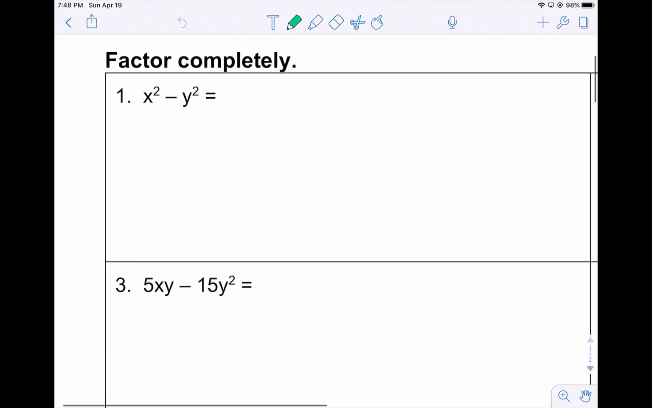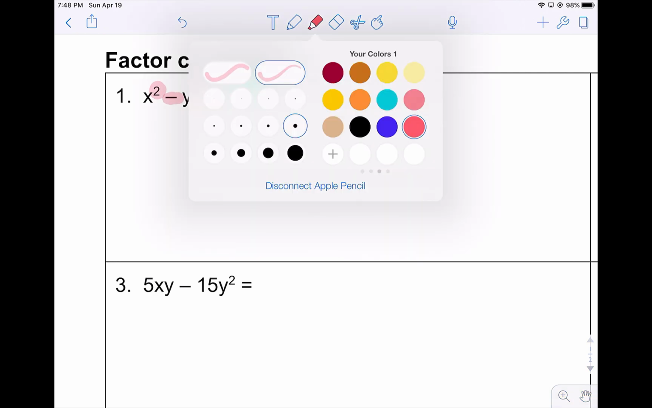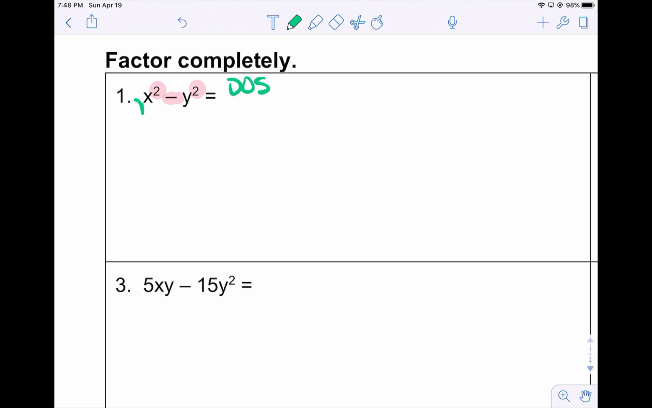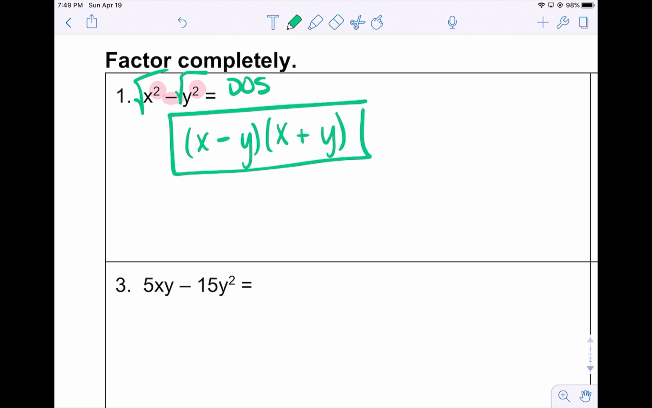For example, number 1 is a difference of squares. I know this because I see squares on both of these and because I see subtraction. Difference of squares means I can take the square root of both terms and put those square roots into parentheses, and I need to make one positive and one negative. Remember, when you are factoring, you are breaking things down. Once you have broken them down as much as possible, you leave them alone.